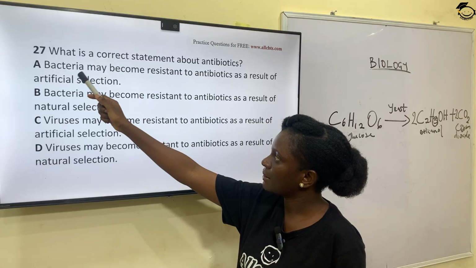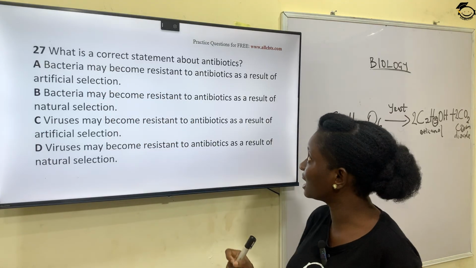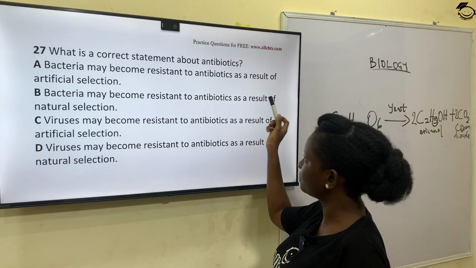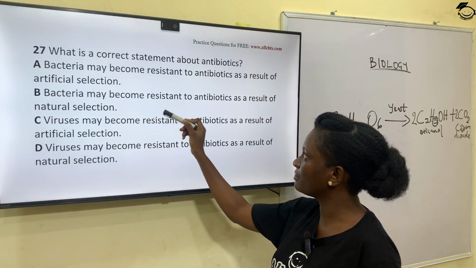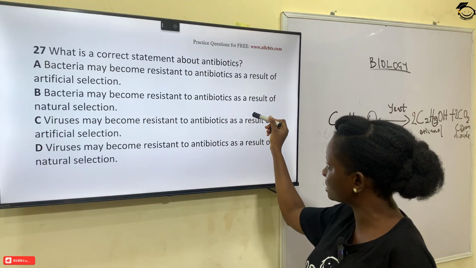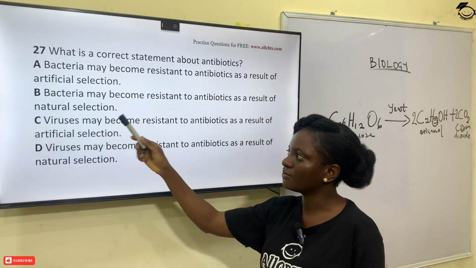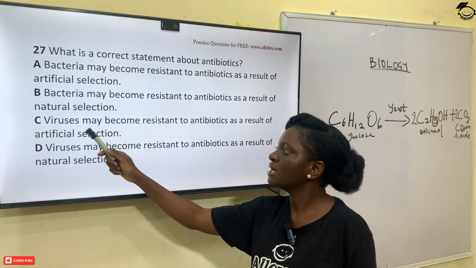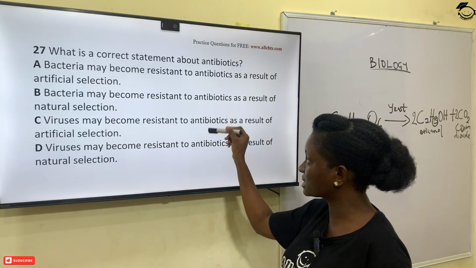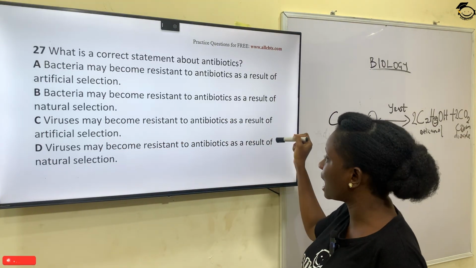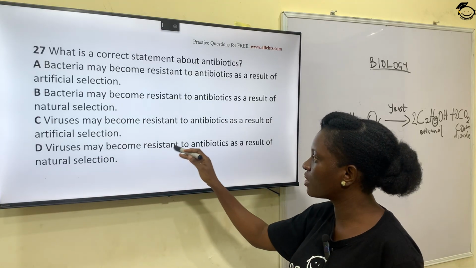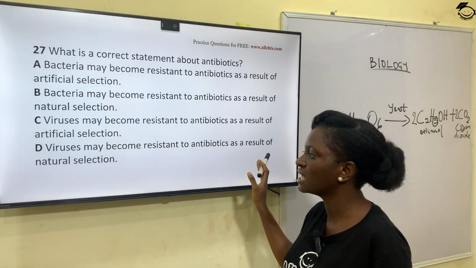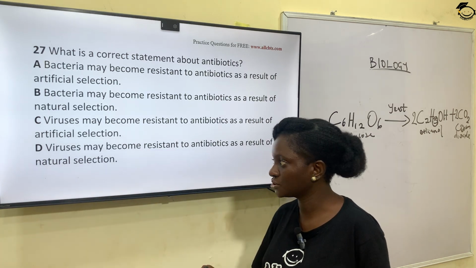A, bacteria may become resistant to antibiotics as a result of artificial selection. B, bacteria may become resistant to antibiotics as a result of natural selection. C, viruses may become resistant to antibiotics as a result of artificial selection. D, viruses may become resistant to antibiotics as a result of natural selection.